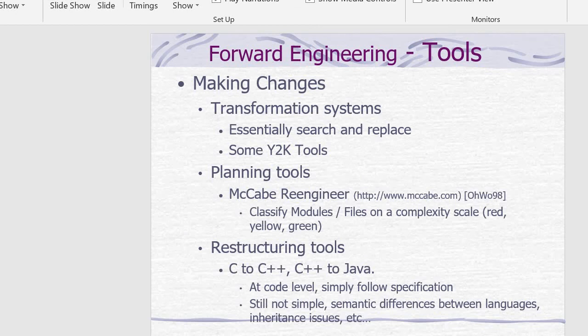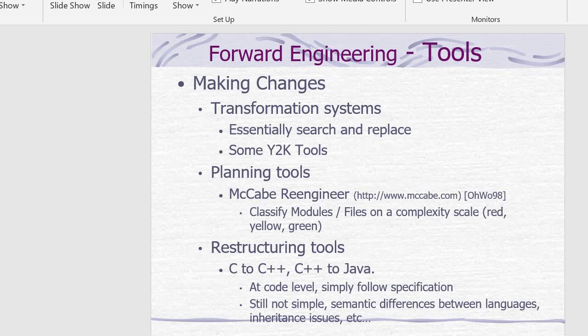Now we discuss forward engineering tools. For making changes, we have transformation systems, that is essentially search and replace. Some Y2K tools are there. We have some planning tools, McAfee Re-Engineer, that is available on McAfee.com. We classify module files on a complexity scale, red, yellow and green. We have certain restructuring tools, that is C to C++, C++ to Java. That is at the code level, simply following the specification. Still not simple: semantic differences between the languages, inheritance issues, and there are many more issues.